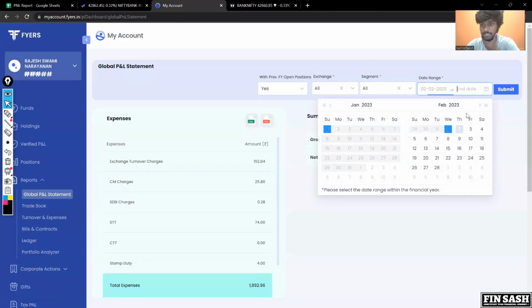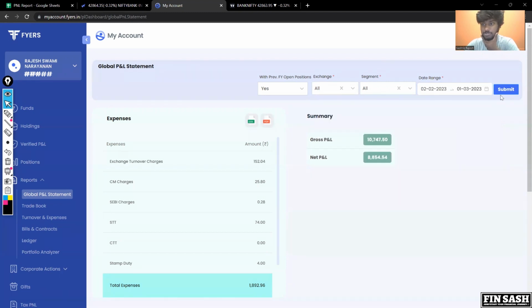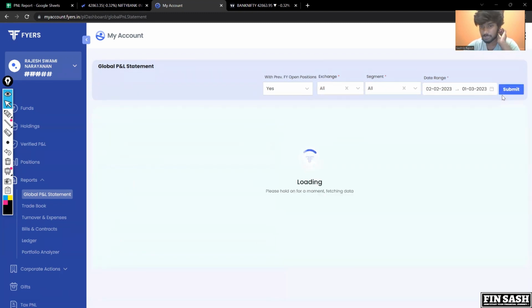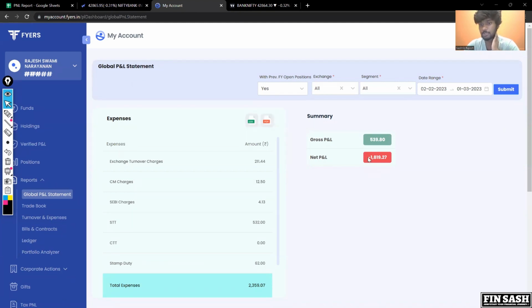From Feb 2nd to March 1st, I think we made a loss this month. Yeah, we made a loss of 1,819, which is 2% of our capital. And again, a quick review on why I made this loss. I actually did an option buy trade, which is also part of my strategy. I'll explain that in a bit though. But the option buy trade had a lot of expenses involved in it because I kept entering again and again. So that's why this loss. But I kept it under 4%, actually under 2%. So this is a manageable loss.